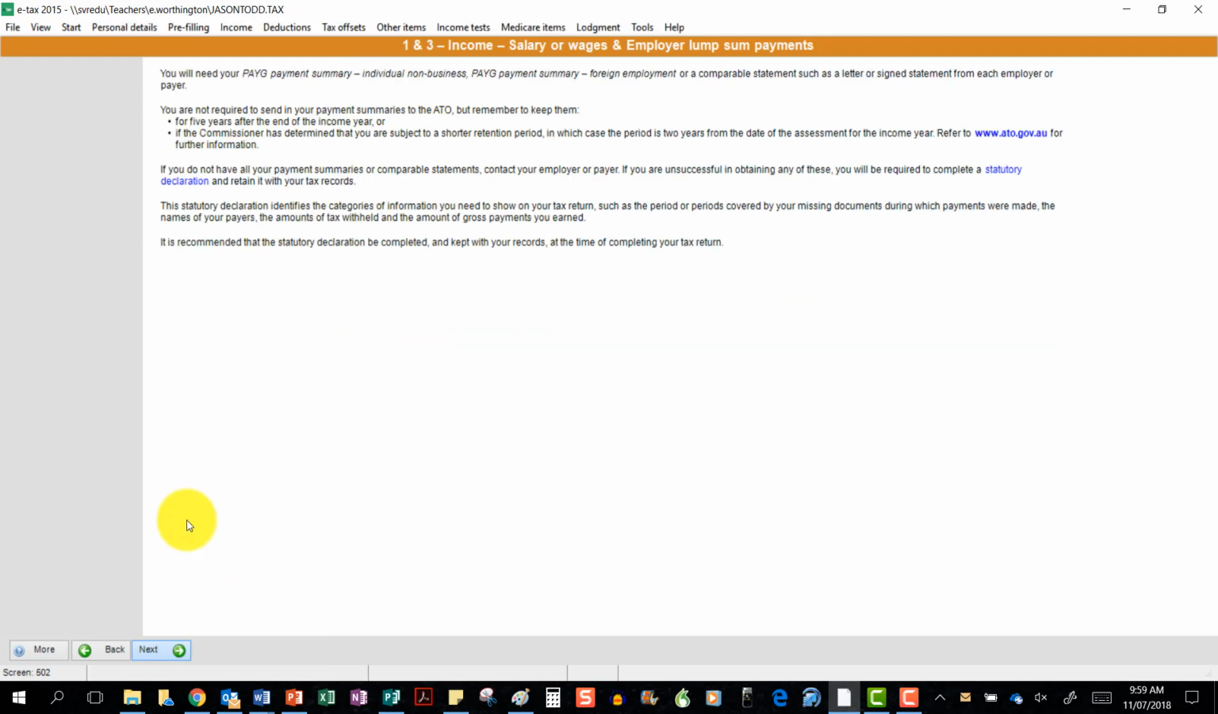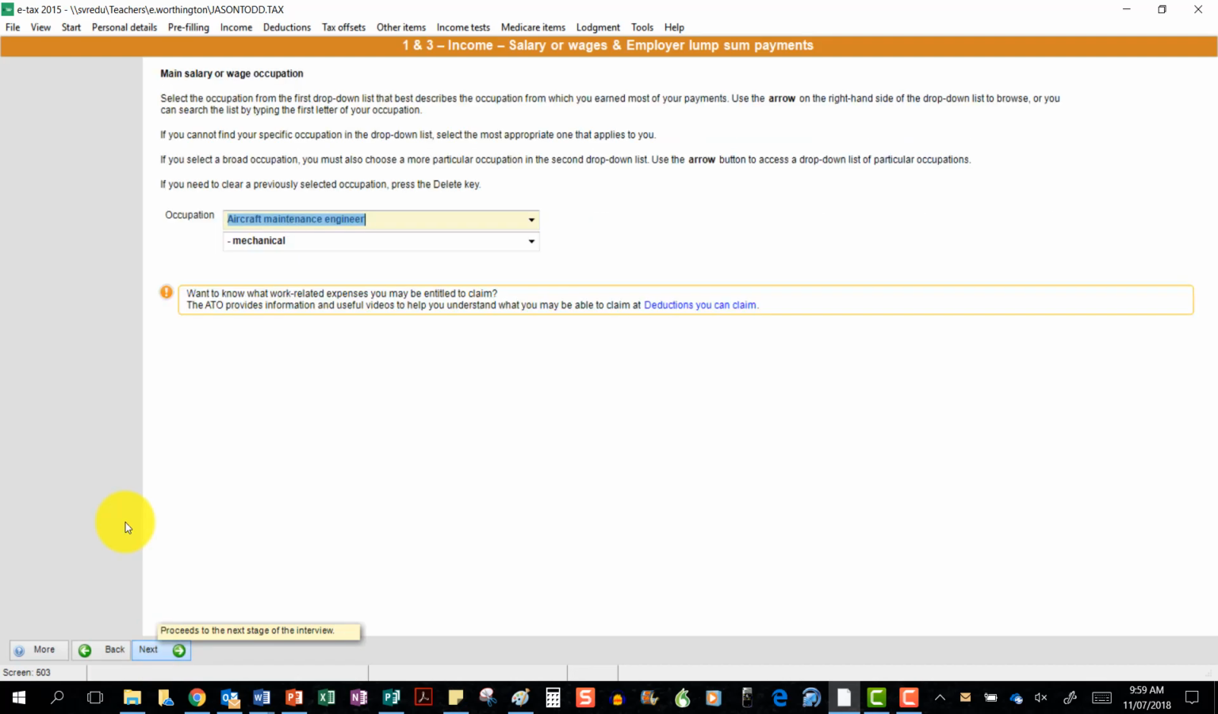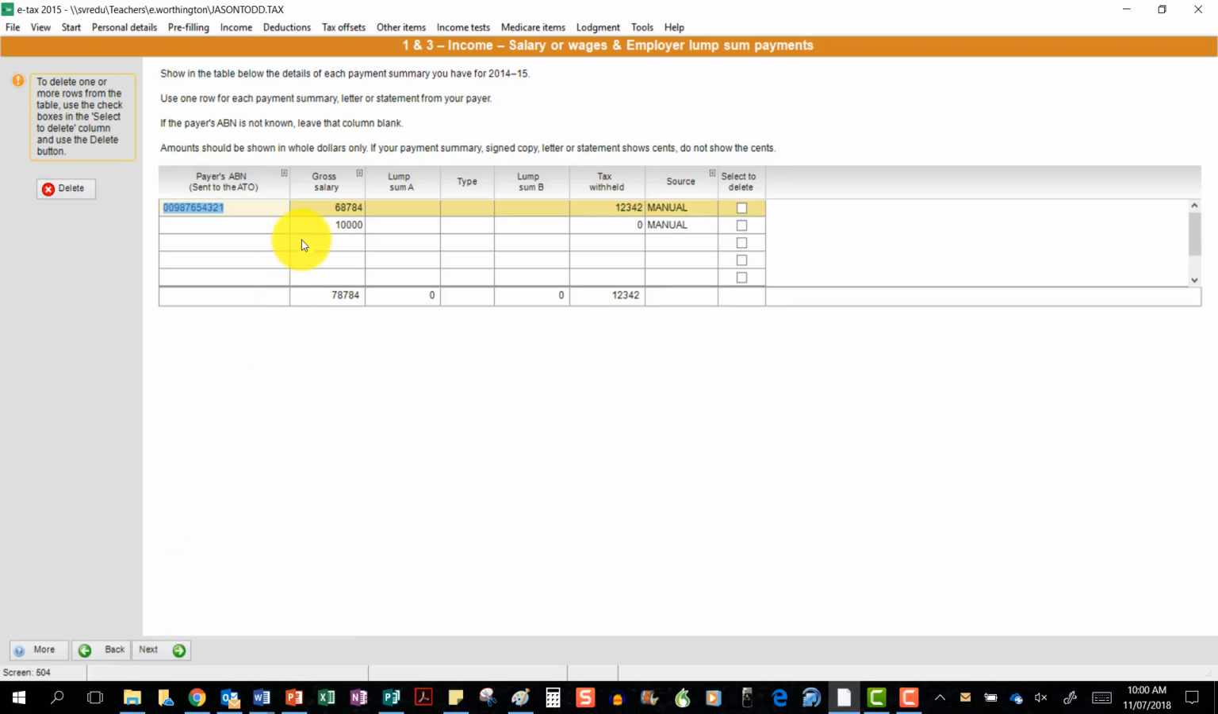Now, it just gives you some information about the fact that you need to know how much money you actually got and how much tax you paid to fill in the rest. Now here you need to pick the occupation. The assignment says aircraft maintenance engineer and mechanical, so make sure you get the right information, clicking next, and this is where you can put in the information for his salary.